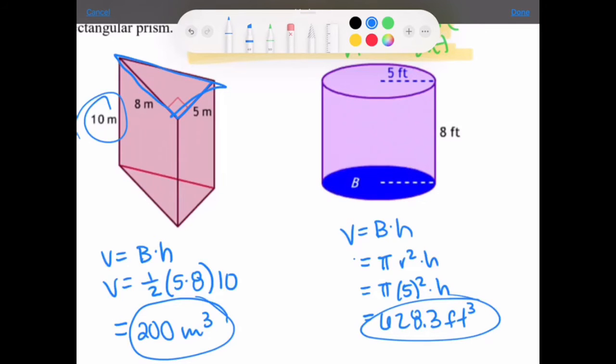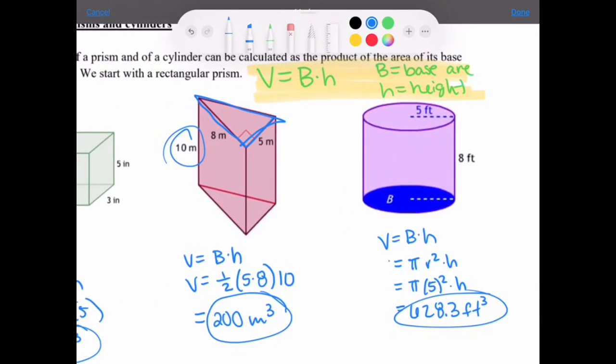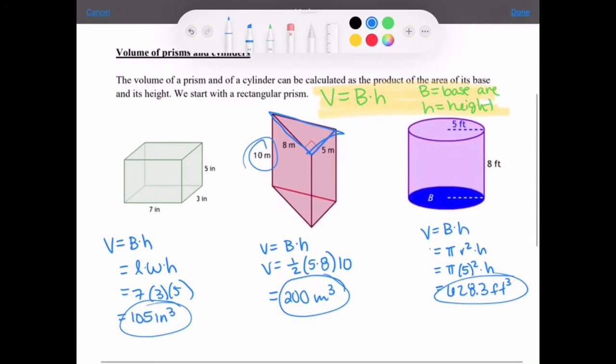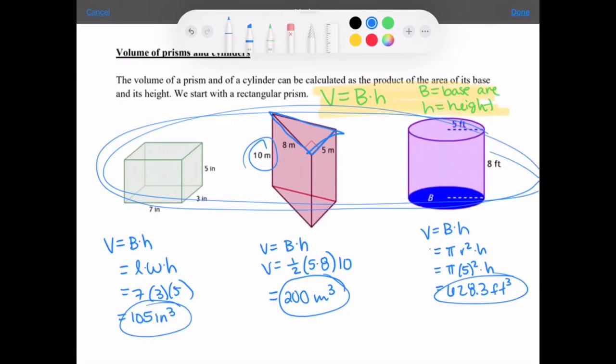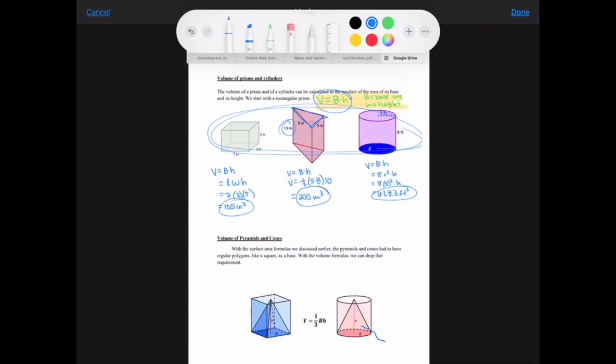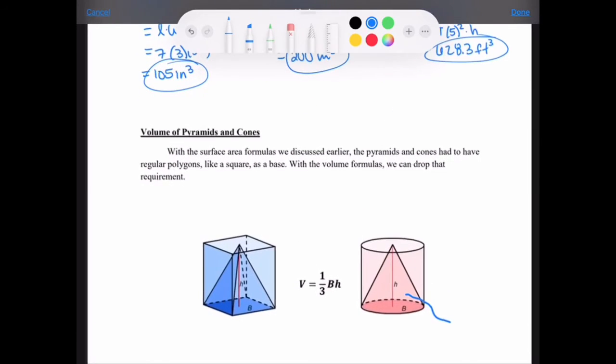All right, so if you remember the formula base area times height, it's great because you can use it for any sort of prisms that you could be given, and you won't have to remember the little variances and differences within the formulas. As long as you know your regular area formulas, you can figure out the volume of a prism. All right, so let's look at the volume of pyramids and cones.